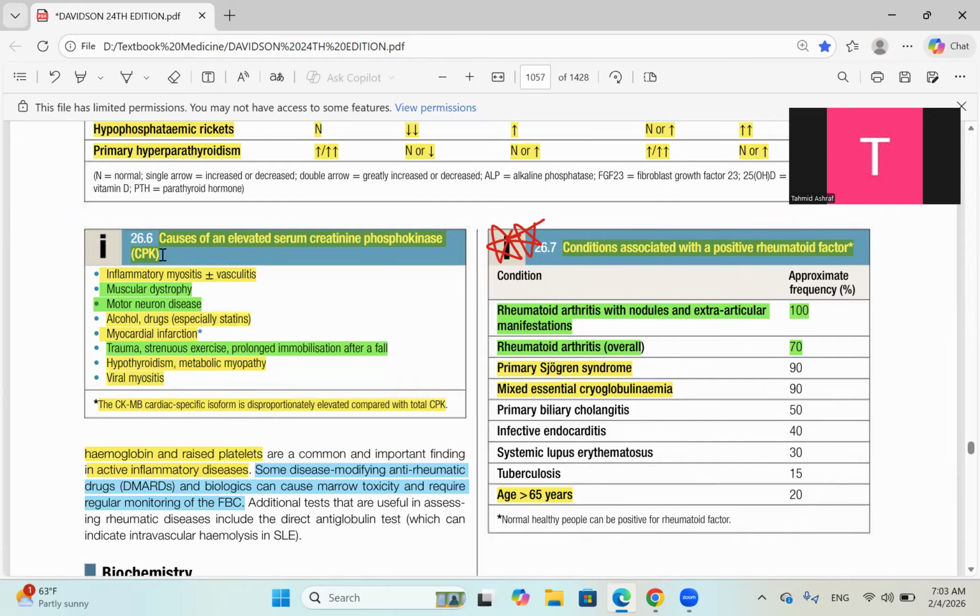In myocardial infarction, the CPK level increases. In any trauma, in strenuous exercise, that means severe exercise, and prolonged immobilization after a fall, there is also an increase in CPK. Hypothyroidism causes an increase in CPK. Metabolic myopathy, increased CPK. Viral myositis, increased CPK. So when you study the causes of increased creatinine phosphokinase, you will have to first keep in mind that any disease in the muscle may cause an increase in CPK level. These two boxes are complete.